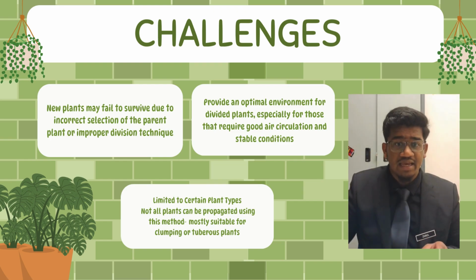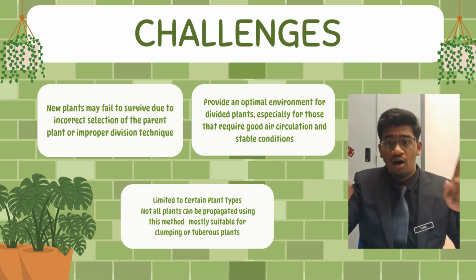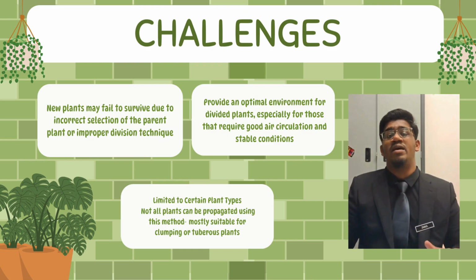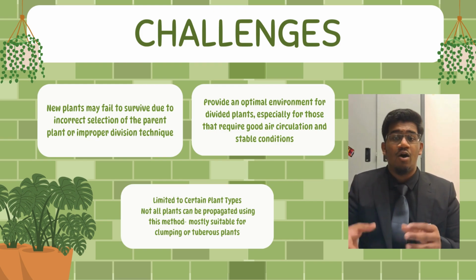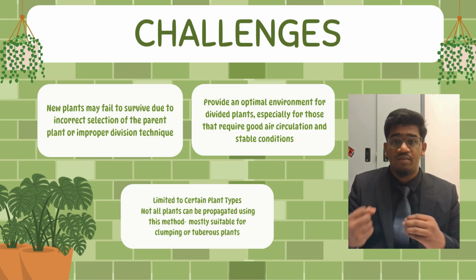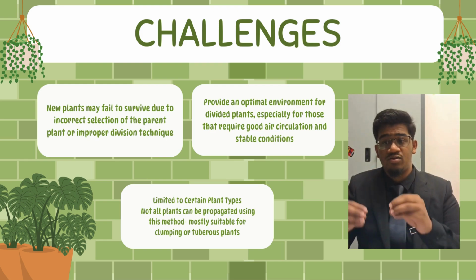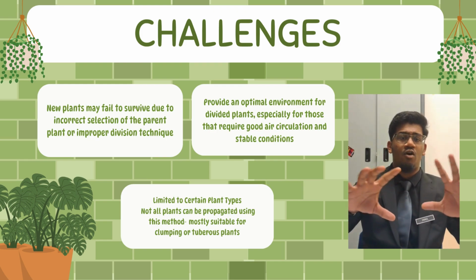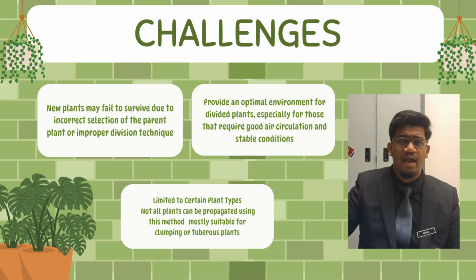And finally, this method is limited to certain types of plant. Not all plants can be propagated this way. It works best for clumping plants like ferns or tuberous plants like potatoes. If the plant does not naturally form offshoots or tubers, this method may not be effective at all.